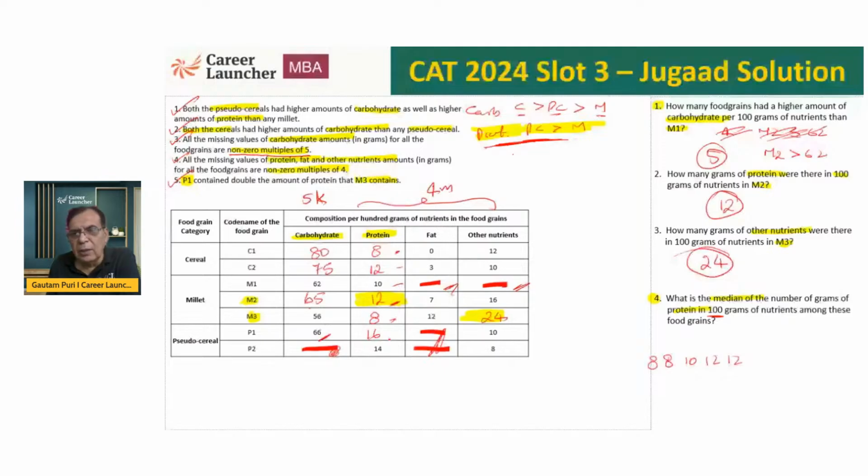How many values are these? 1, 2, 3, 4, 5, 6, 7. What will be the median? The median will be the fourth number. If we have arranged them in increasing or decreasing order, the middle number, the fourth. So the answer should be 12.